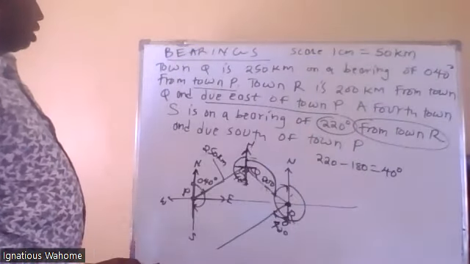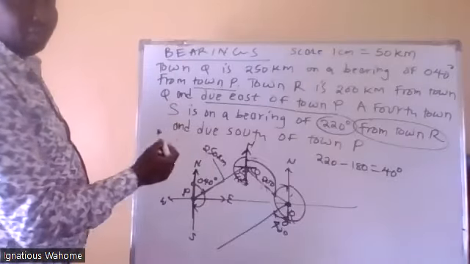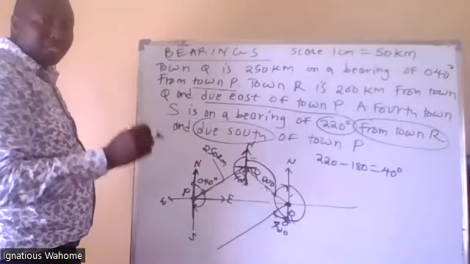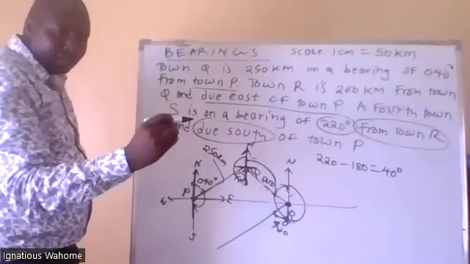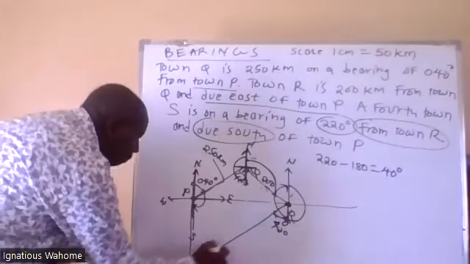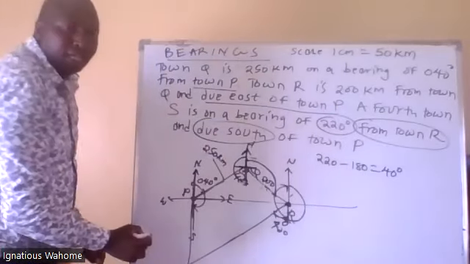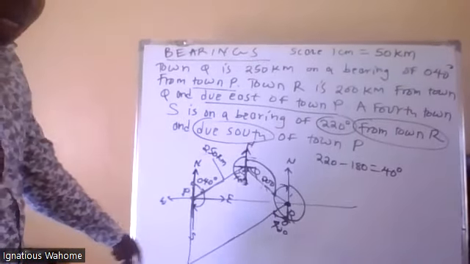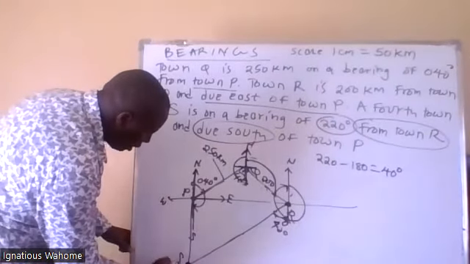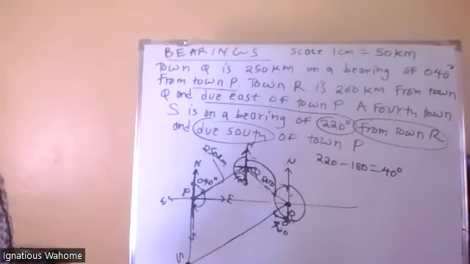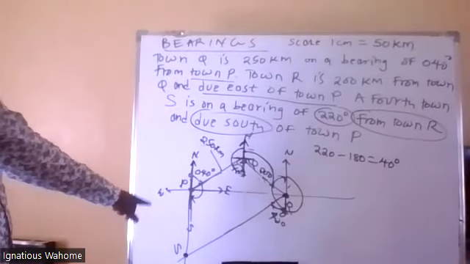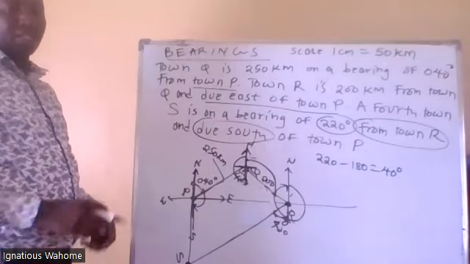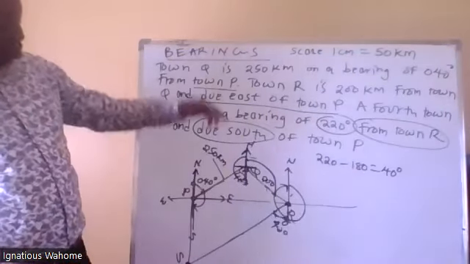Then how many kilometers? We are not given the kilometers, but you are told a further statement: due south of town P. This keyword, due south, means directly south. It is south of P. So you extend this line until it cuts that point. At that point, that's directly south. So our town S is there. You can see the line is cutting there. Here is P, directly south, so our R is there. So that's the sketch.